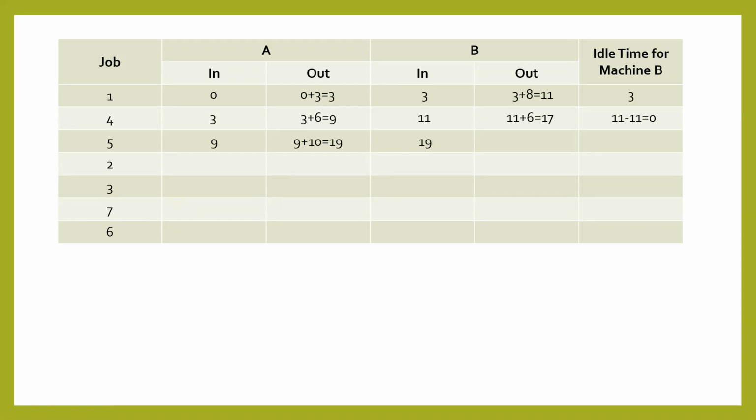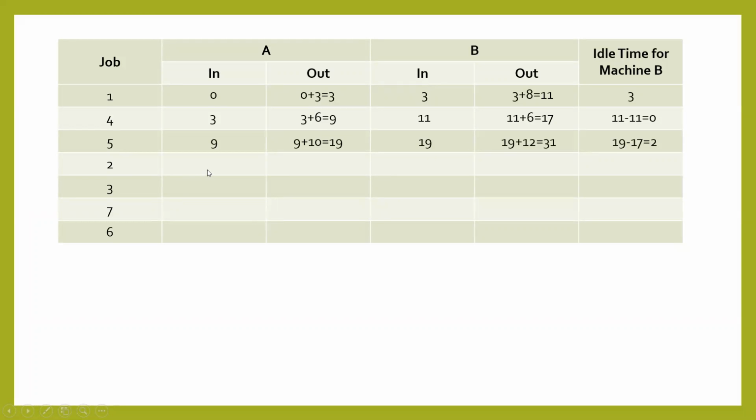The difference between this in and out of the previous job will be the idle time. Okay, so 19 minus 17 will give me the idle time here. And 19 plus the processing time on job 5 on machine B is 12. So this will be 19 plus 12, which gives me 31. And 19 minus 17 will give me the idle time, that will be 2. Is this clear? So 19, that is in of the next job, and subtracted from the out of the previous job. That will give you the idle time.